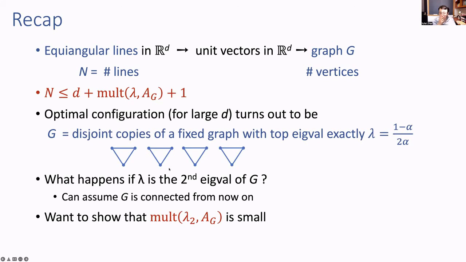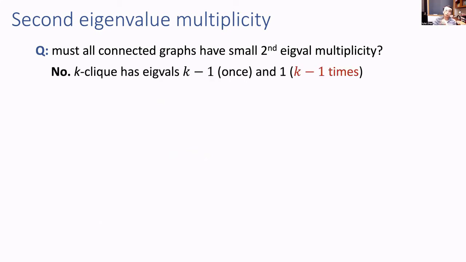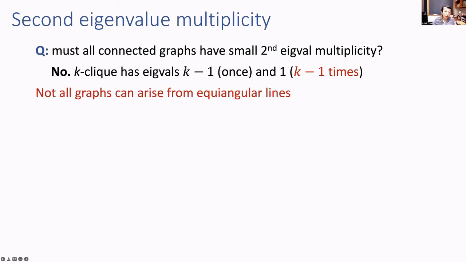Okay, so the next thing we would like to do is to show that G has small second largest eigenvalue multiplicity. So here's the question. Must all connected graphs have small second eigenvalue multiplicity? The answer is no. For example, a clique on k vertices has top eigenvalue k-1 once and eigenvalue -1, k-1 times. But it turns out that not all graphs can arise from equiangular lines.